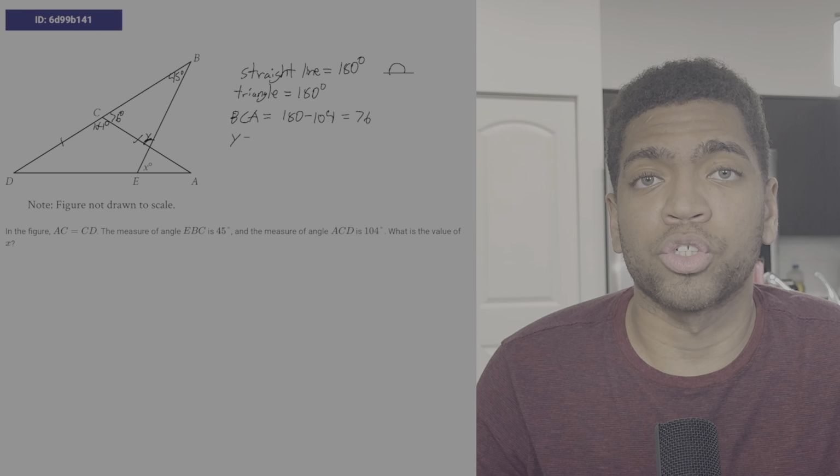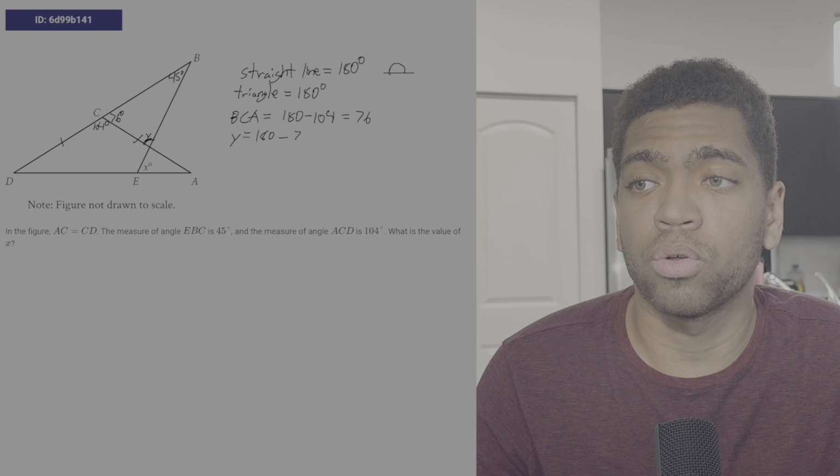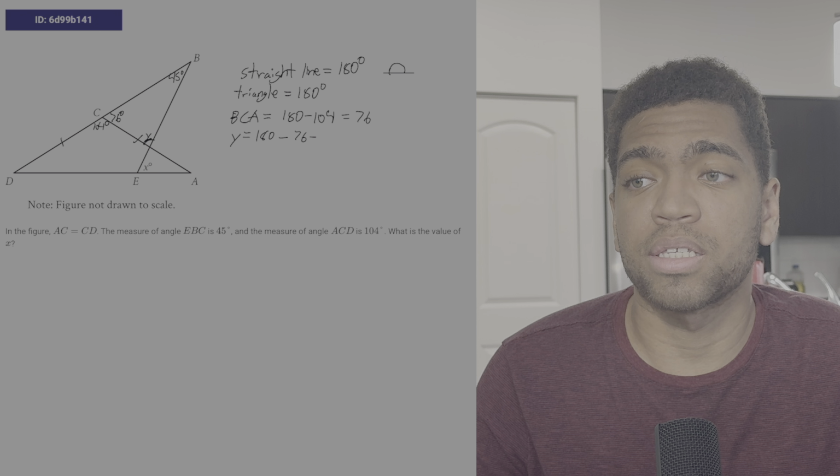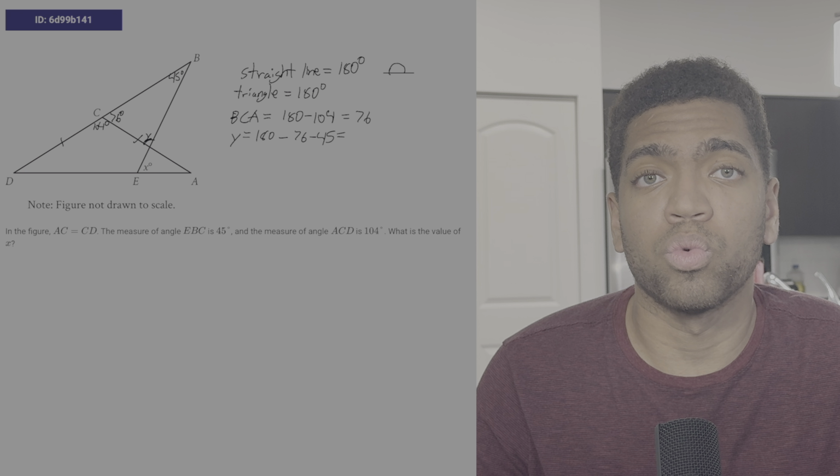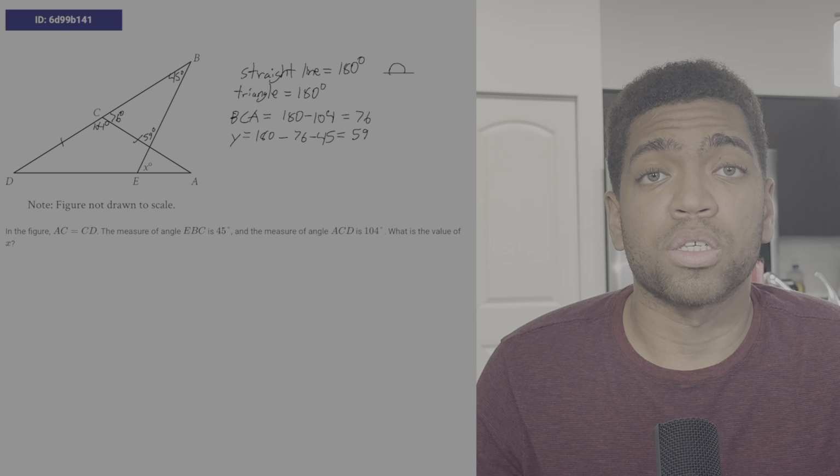So in that triangle, now that we have angle BCA and we have angle CBE, we can determine the other angle of the triangle. We know that the angles sum to 180 degrees, so we know that the other angle is 180 minus 76 minus 45, which is equal to 59. So what does this tell us?